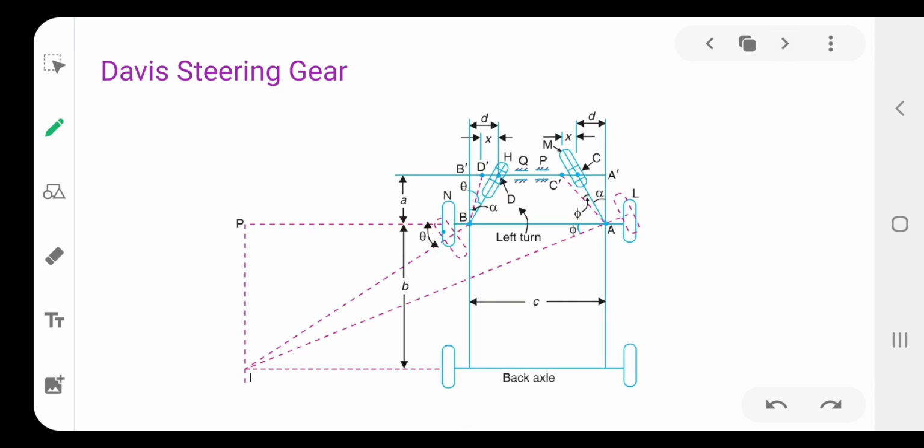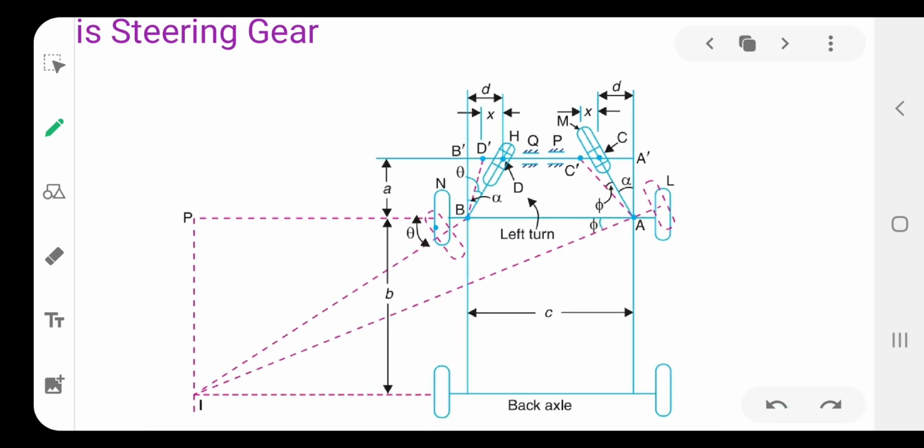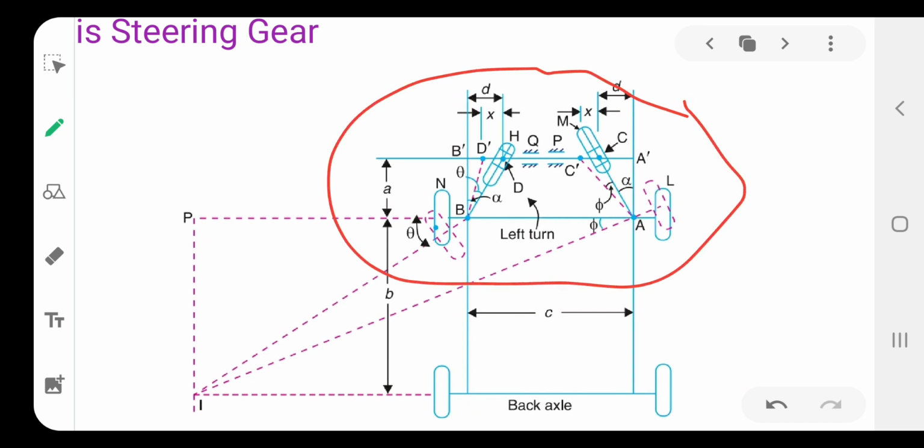Look at this figure of the Davis steering gear mechanism. In this figure, all the arrangements of the steering gear mechanism are above the front axles, or before the front axles. Before is the correct word. This is the exact arrangement of the Davis steering gear mechanism.